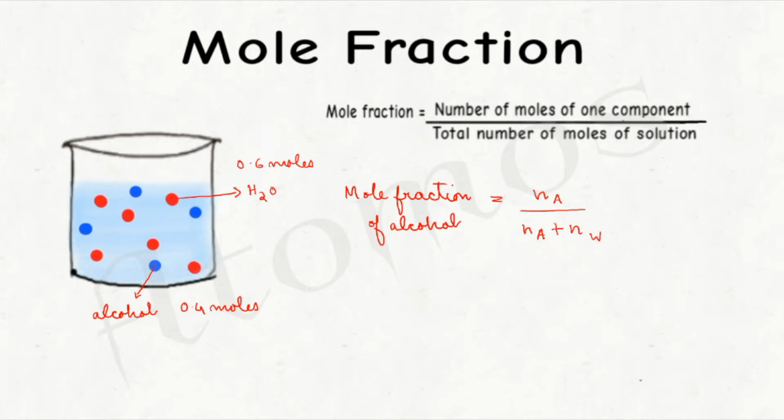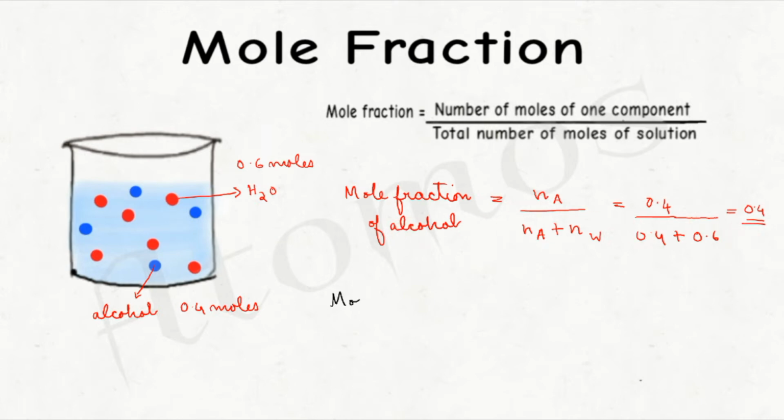Got it? Now what will be the number of moles of alcohol we have taken? That will be equal to 0.4 divided by the number of moles of alcohol plus number of moles of water, 0.4 plus 0.6. That will be equal to 0.4 only. So in the solution, the mole fraction of alcohol will be 0.4.